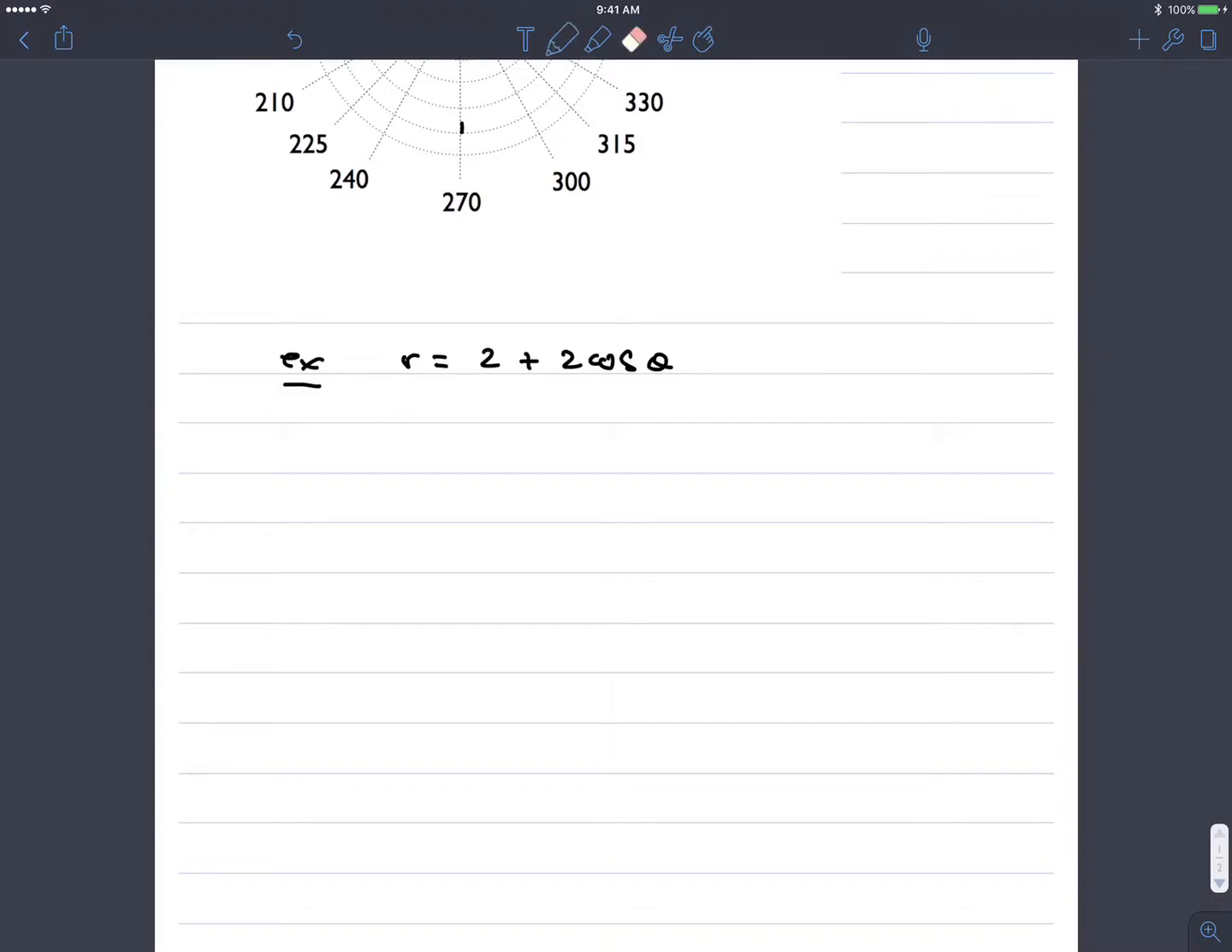How about if we keep it even more simple? We're just going to say r equals 1 plus cosine theta. Okay? So we're going to graph this, and we have to know what this really is. So let me give you an approach here that we can start.